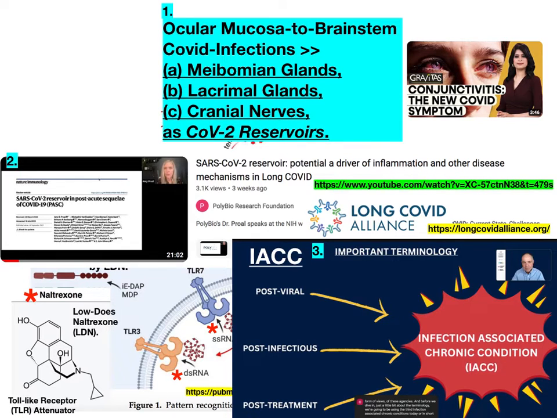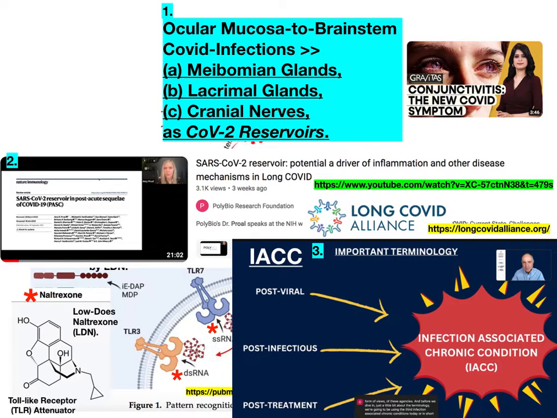This connects to concept 3, an important new terminology for discussing these chronic conditions. It is called IAC, an abbreviation for infection-associated chronic condition. Various etiologies can produce an IAC, an infection-associated chronic condition. These may be sequelae to viral infections, a post-viral chronic condition.